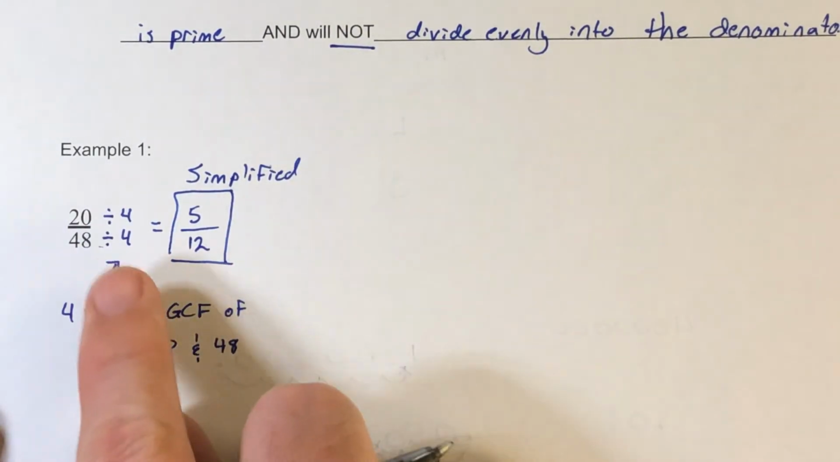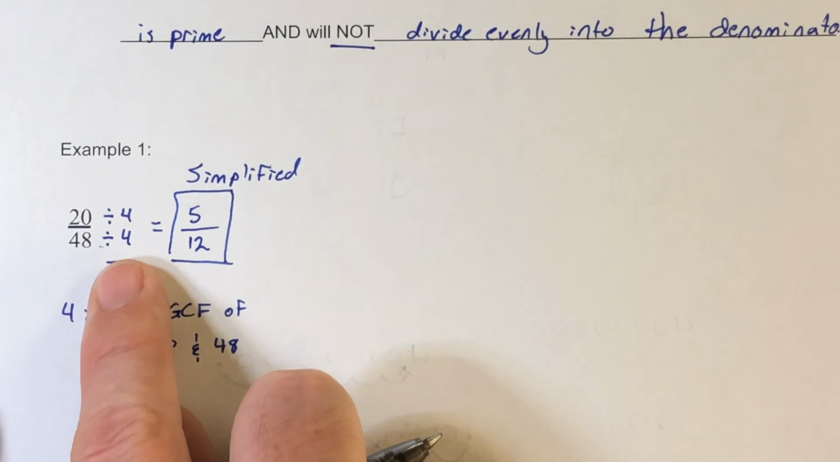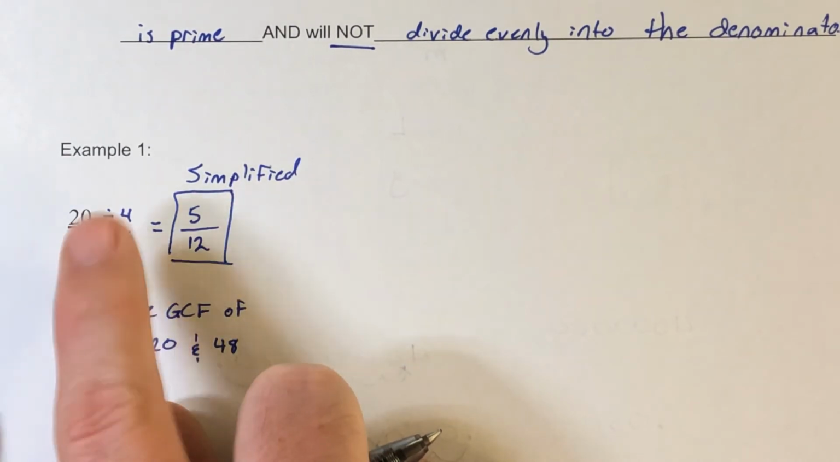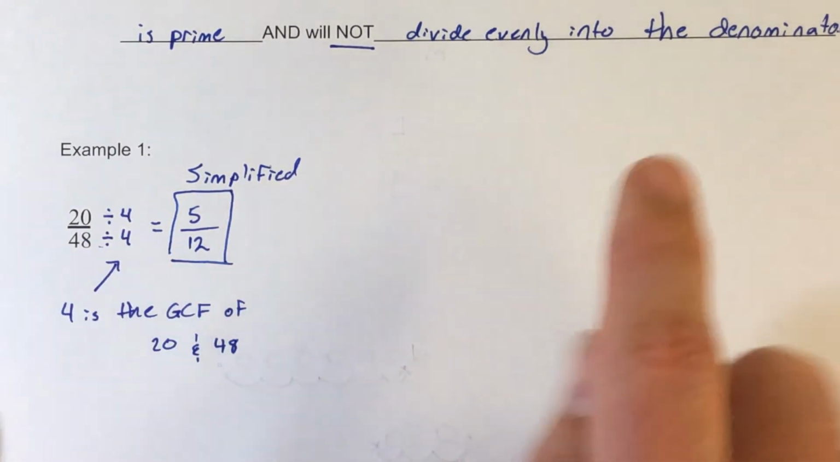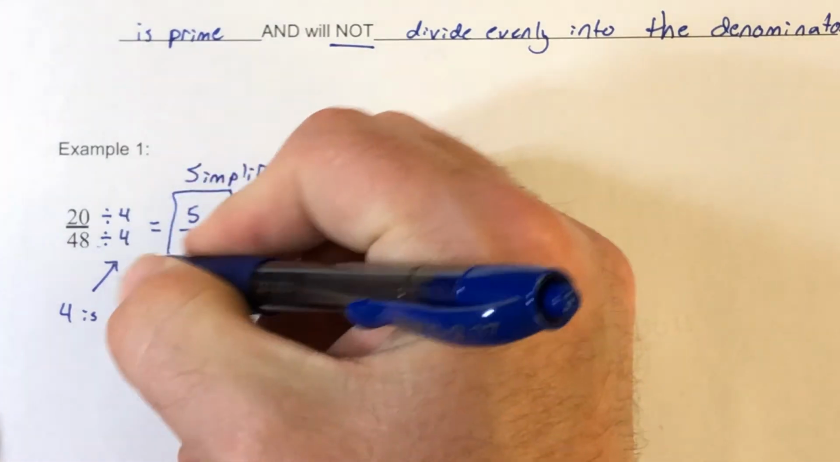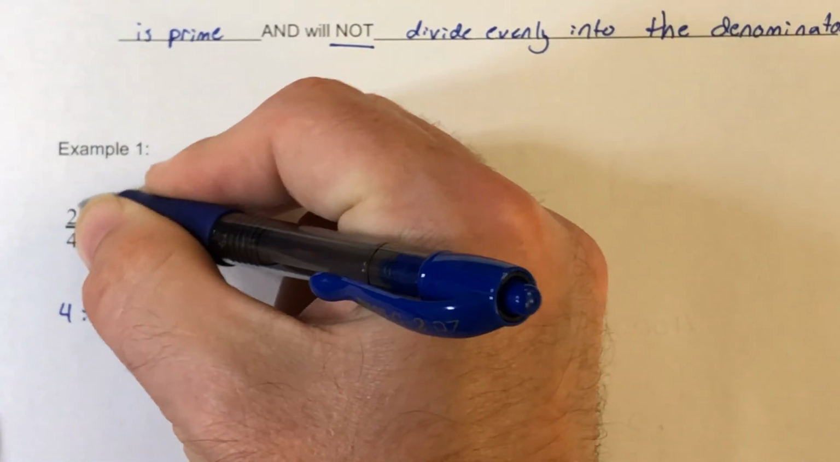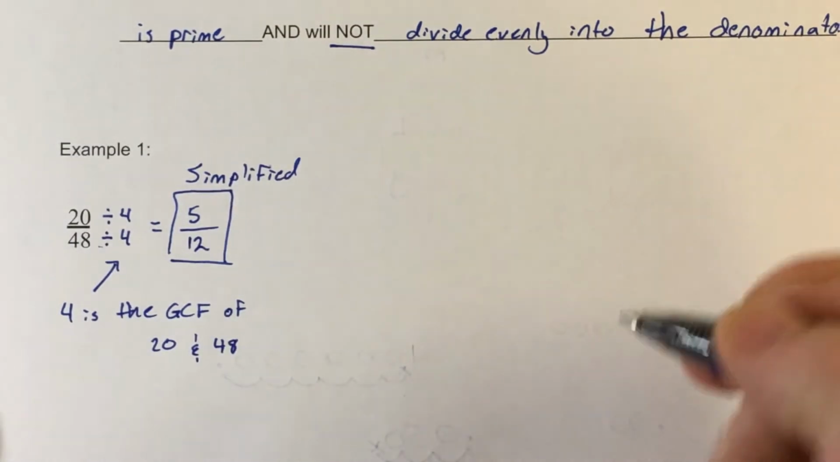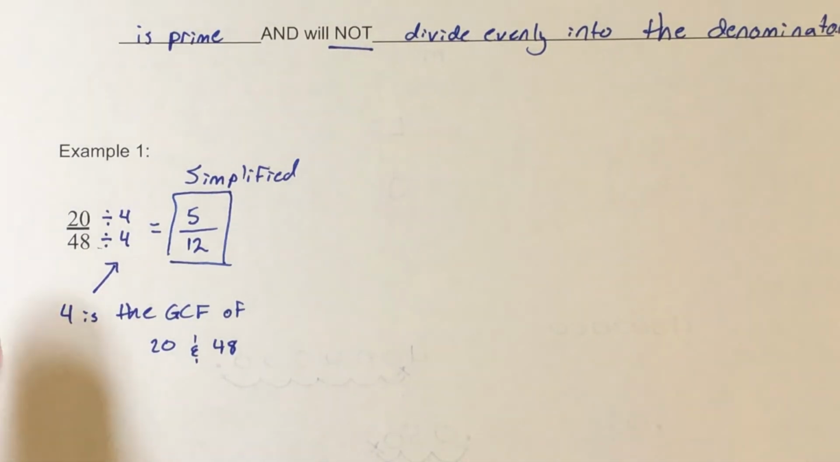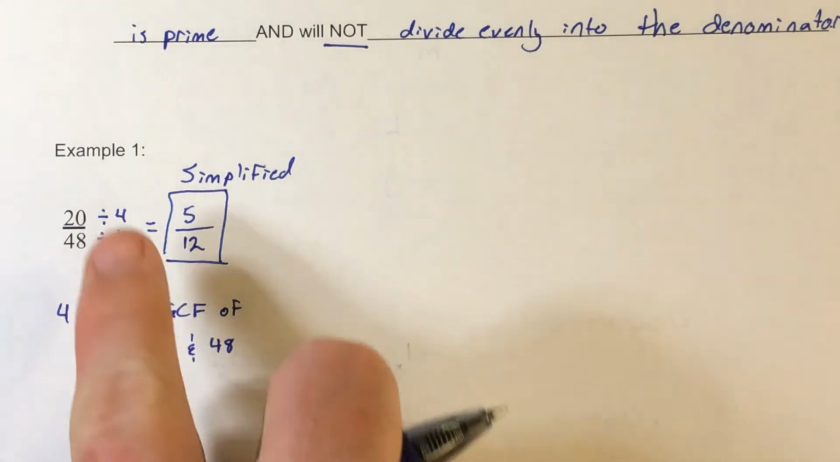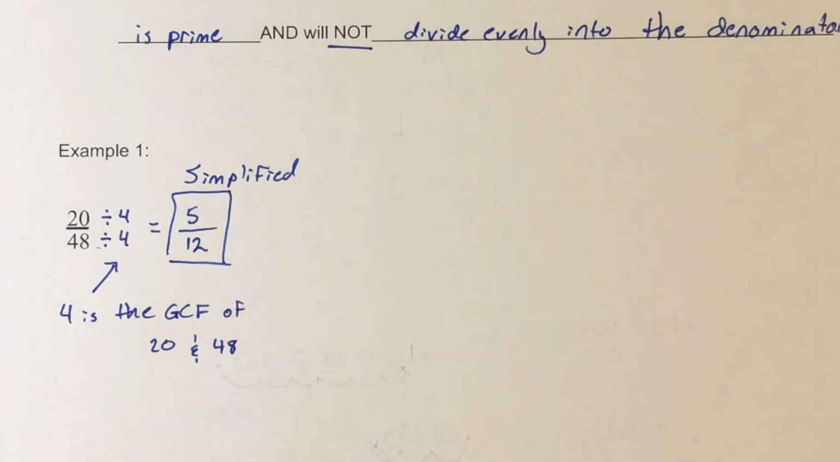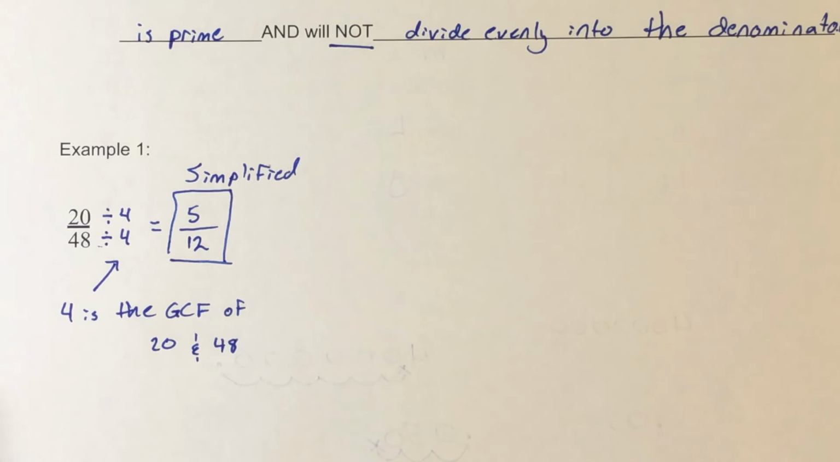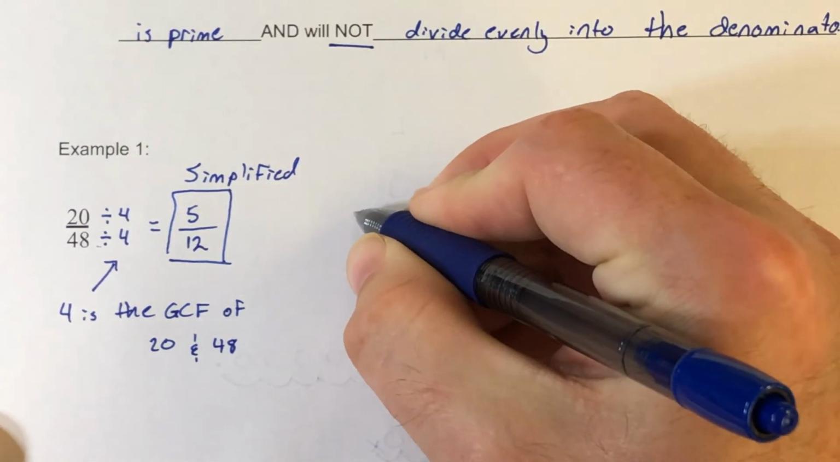All right, now let's say you're not the best at your division or knowing your factors. So you might be good at division, but you might not be best at finding your factors, those numbers that divide evenly into numbers. However, you're able to spot that 20 and 48 are even. You might not know they're divisible by 4, but you know you can divide by 2. Let's see what would happen if you did that.